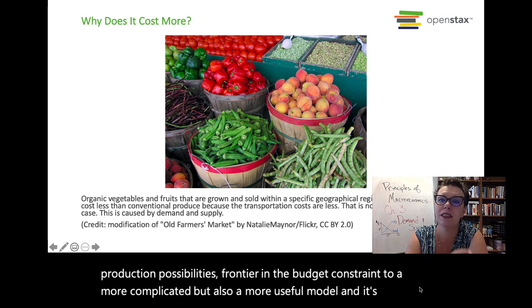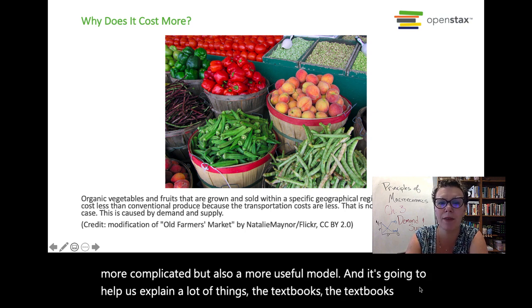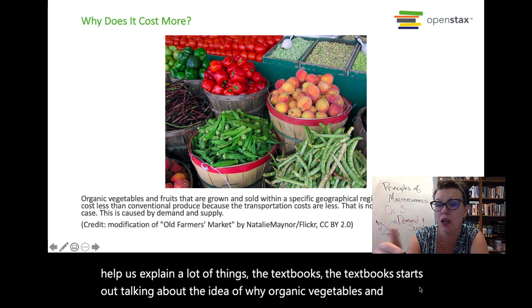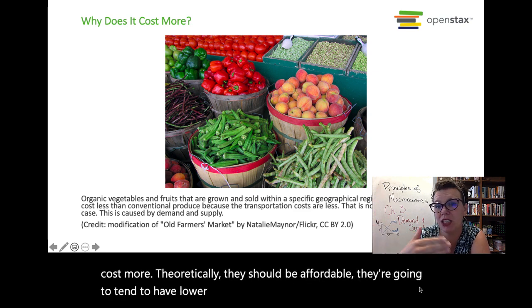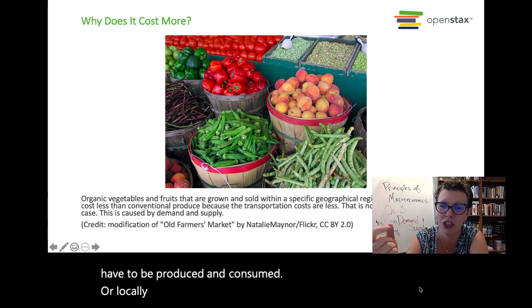And it's going to help us explain a lot of things. So the textbook starts out talking about the idea of why organic vegetables and fruits cost more. Theoretically, they should be affordable. They're going to tend to have lower transportation costs because they have to be produced and consumed more locally because of the nature of the production.